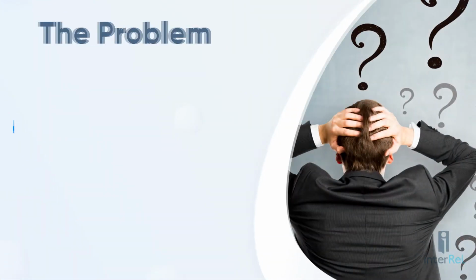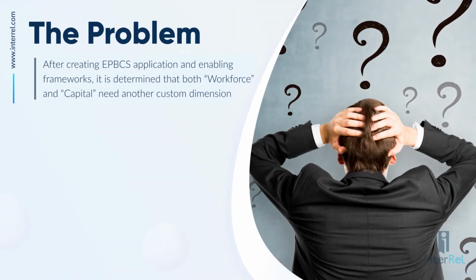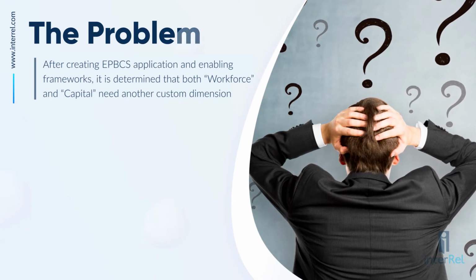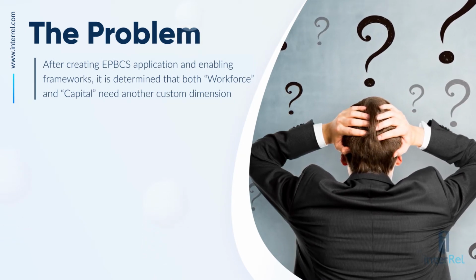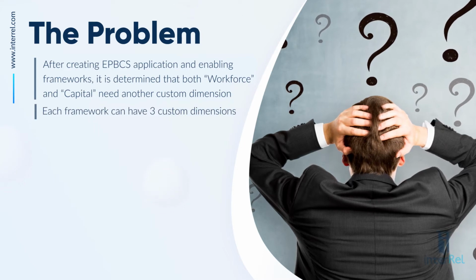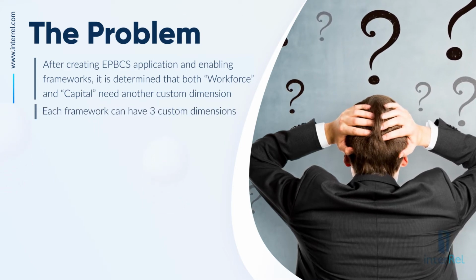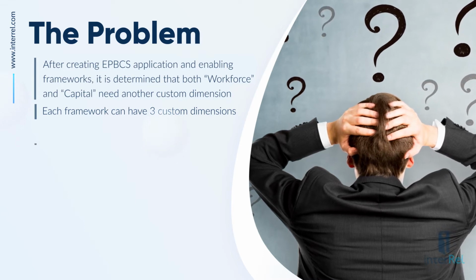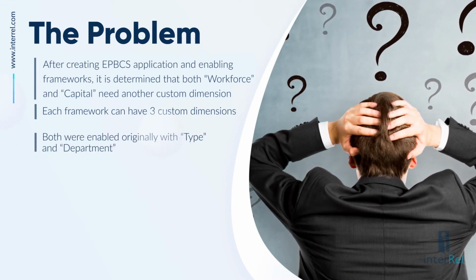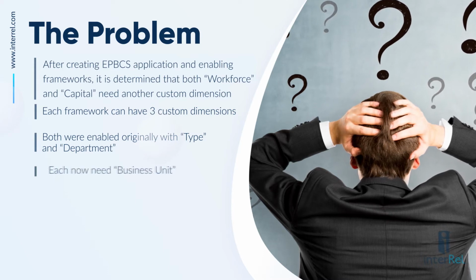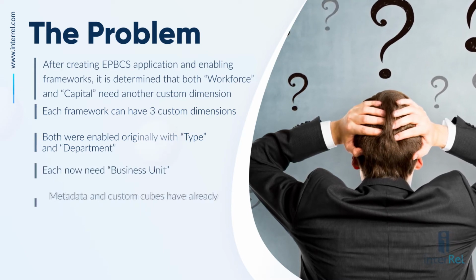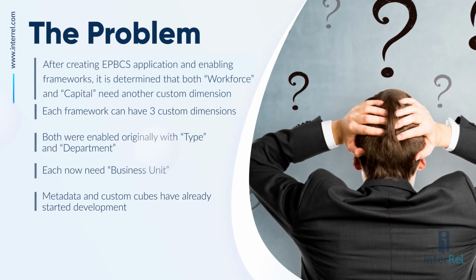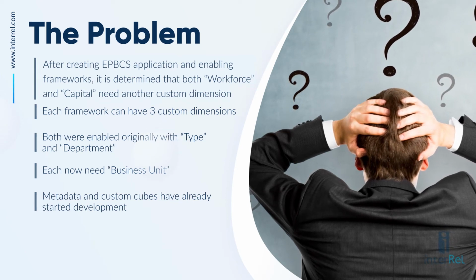Although we try to be comprehensive in designing planning applications before beginning to build, occasionally we get to a point in development and realize changes are needed to the application. In our example, we created a planning application and enabled both workforce and capital frameworks. We created two custom dimensions in each, named type and department. We now need to have a third custom dimension named business unit. Other development has been taking place, custom cubes built, and the financials framework enabled.